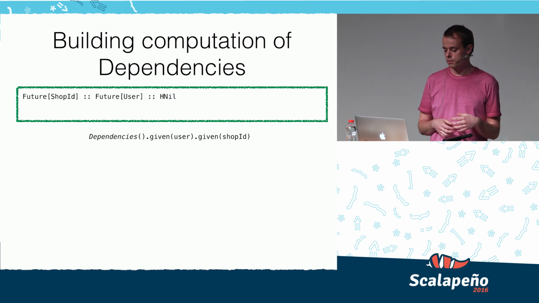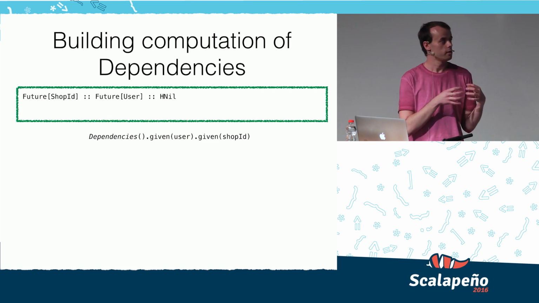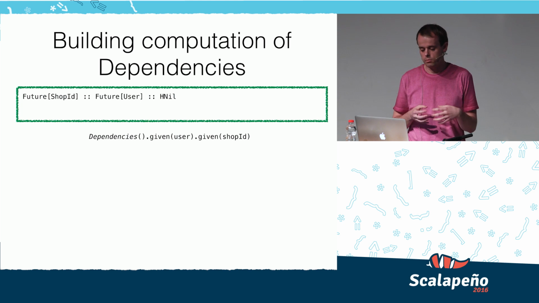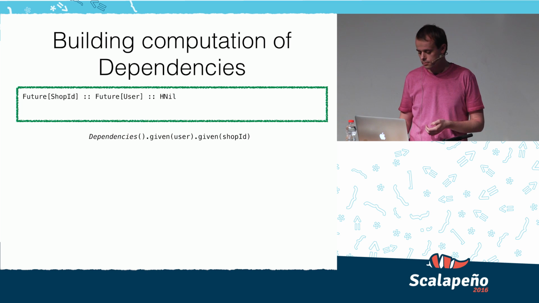Okay, then we use the given method a second time. Now we are passing shop ID. So then the dependency object will be able to retain both types. So now it will keep an HList of future with shop ID and with user.